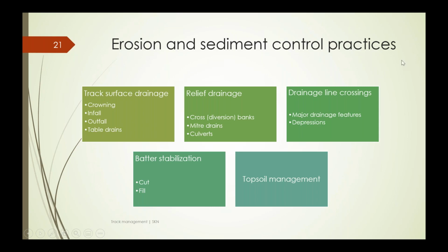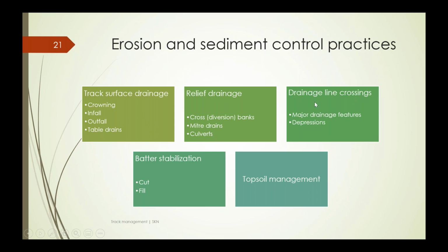I'll put them into boxes here just to categorize them a bit and structure the next part of the presentation. We will have track surface drainage here, and that comes down to a range of measures including crowning, infall, outfall, and table drains. Relief drainage is about relieving the pressure in the drain, or the pressure created by runoff running down the road. So this is where you're getting water off the road surface and out onto the hill slope. We have cross banks, mitre drains, and culverts to do that.